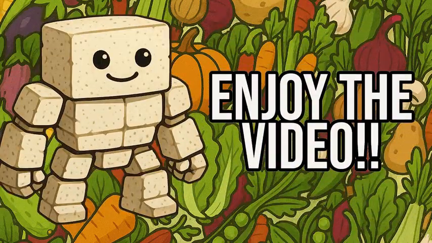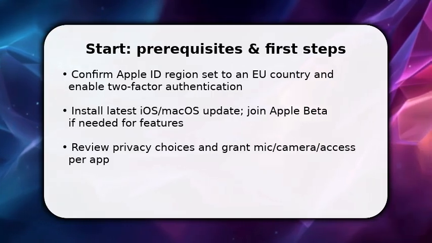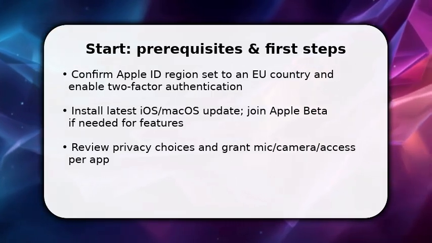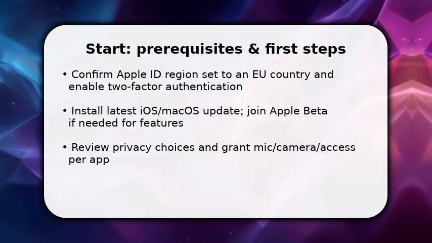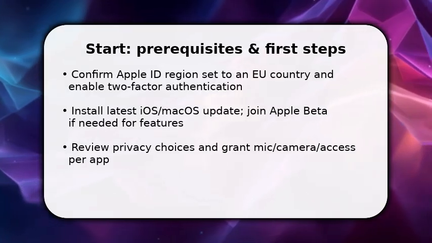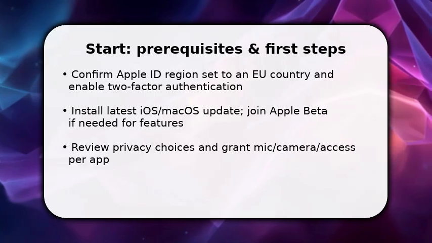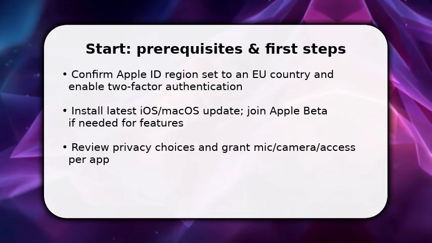Please enjoy the video. You begin by making sure your Apple ID and device are EU configured, because region controls feature availability and data residency. Once done, update to the latest iOS or macOS to get the Apple Intelligence components. Next, enable two-factor authentication and opt into any beta program if required.